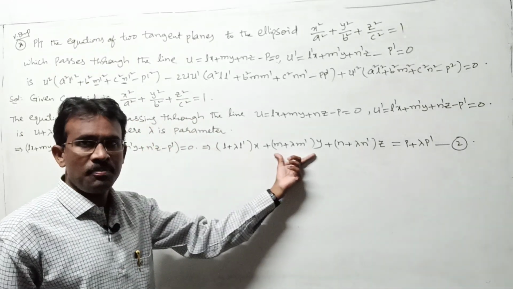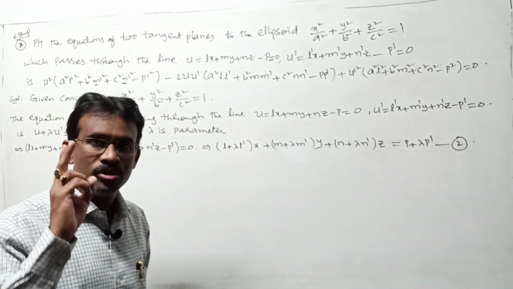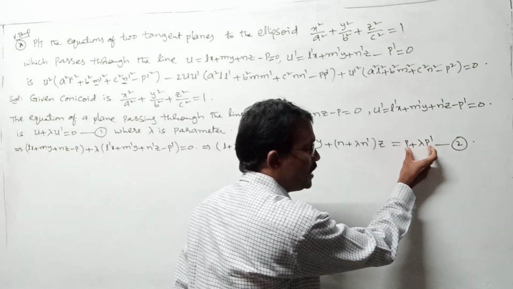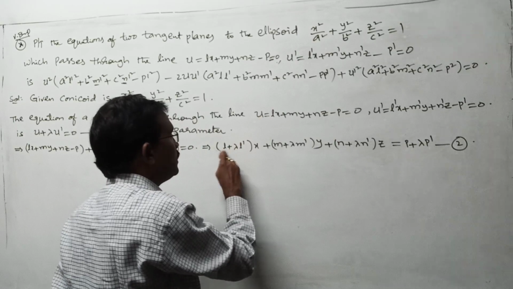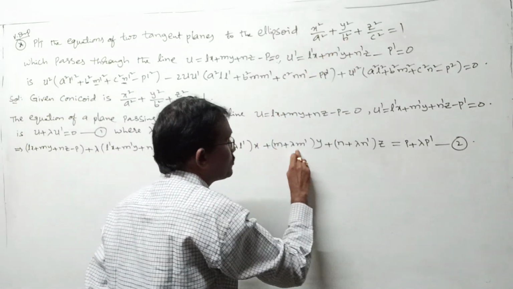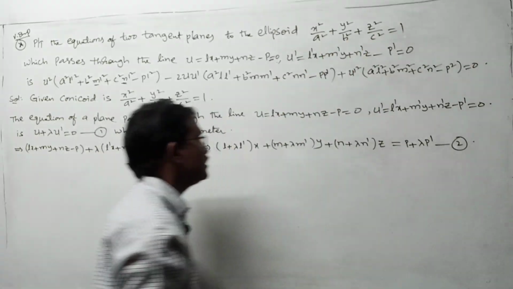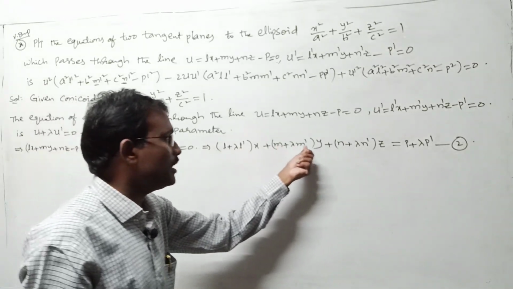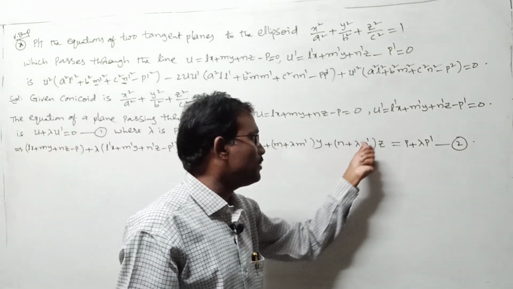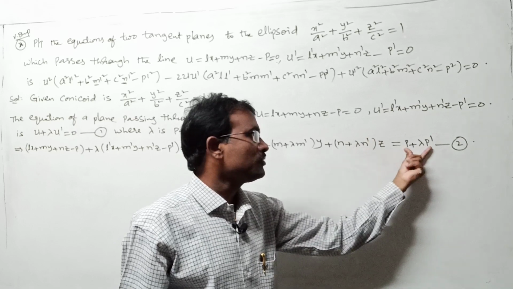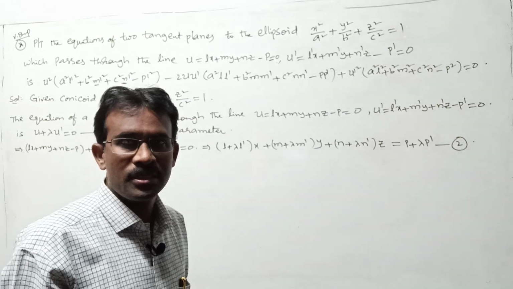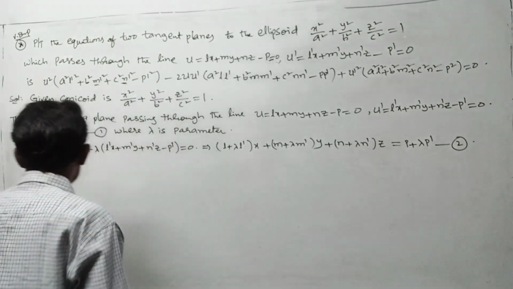Whenever this is a tangent plane to the conicoid, according to theorem number 2, what we have? P is equal to a square L square plus b square M square plus c square N square, under a root. Here instead of L, M, N, what we have? L is L plus lambda L dash, M is M plus lambda M dash, N is N plus lambda N dash, and P is P plus lambda P dash. Just I am using that tangent condition.